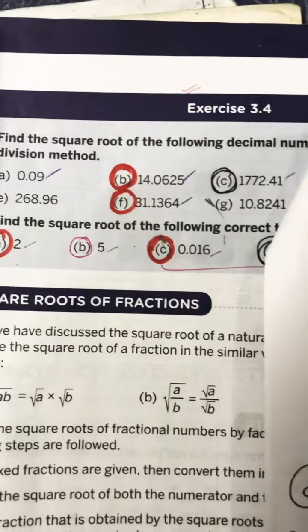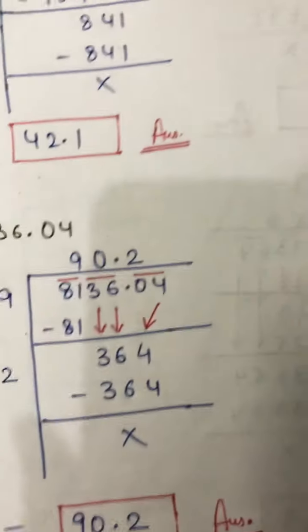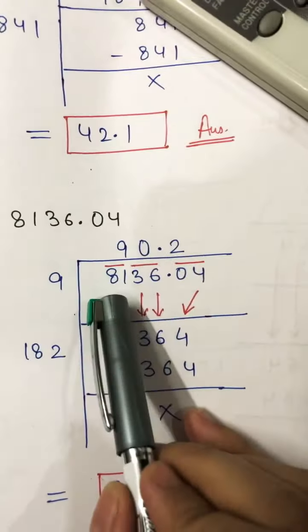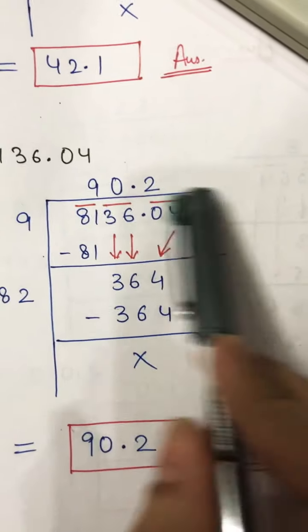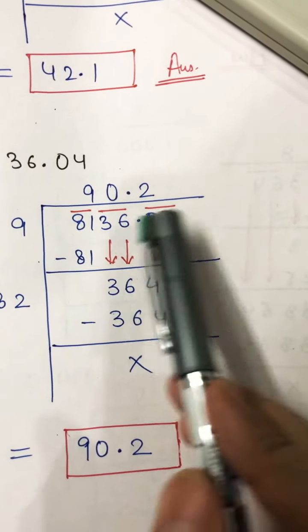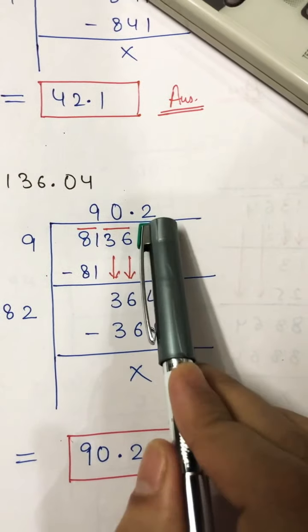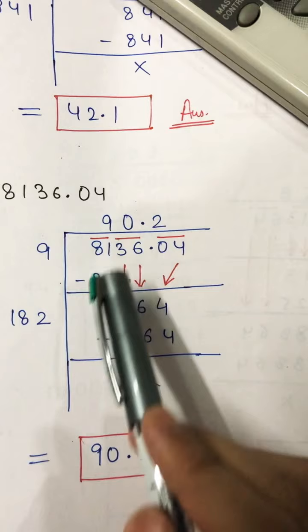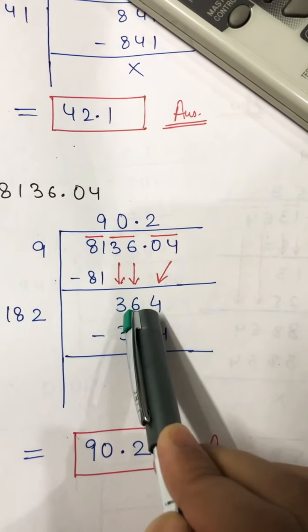Okay, now the next part is D part. In this D part, I've told you in the class, please do this D part very carefully. This D part is 8136.04. Make this long division method symbol. Now start making pairs from the back, from the last digit. Now 81 will go on which table? 9. 9 9s are 81. 81 minus 81, 0. Take out these two digits together, 36.